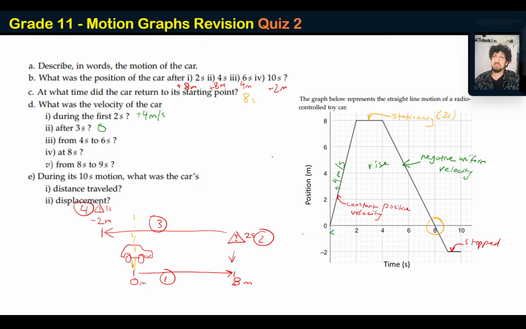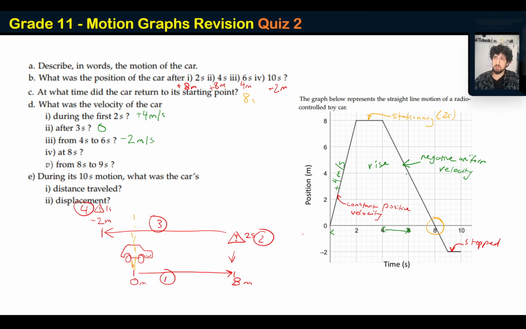From 4 to 6 seconds, so that's over here. It's going down. And I can see that the rise is going to be this one here, and the run is this one here. So it's going to be 4 over 2 or negative 2 meters per second. Now why is it negative 2? Because it's going downwards.